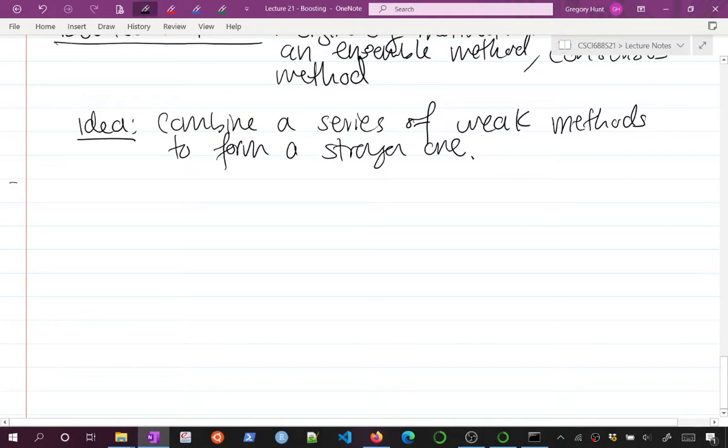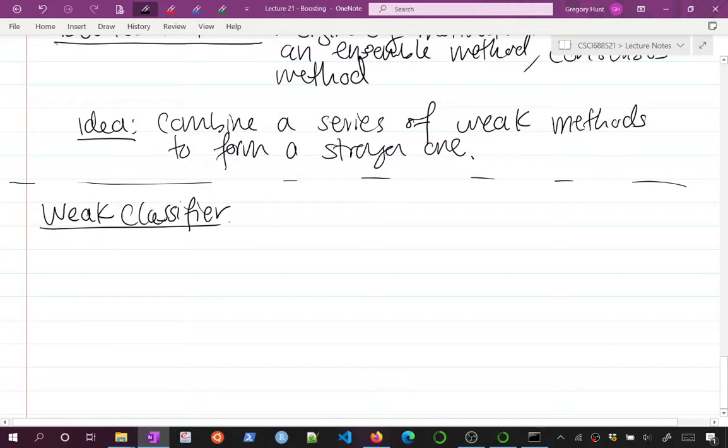So we're going to talk about the original motivation. And in this original motivation, we have a weak classifier. And a weak classifier, so we're going to talk about in classification setting. So let me just write that.